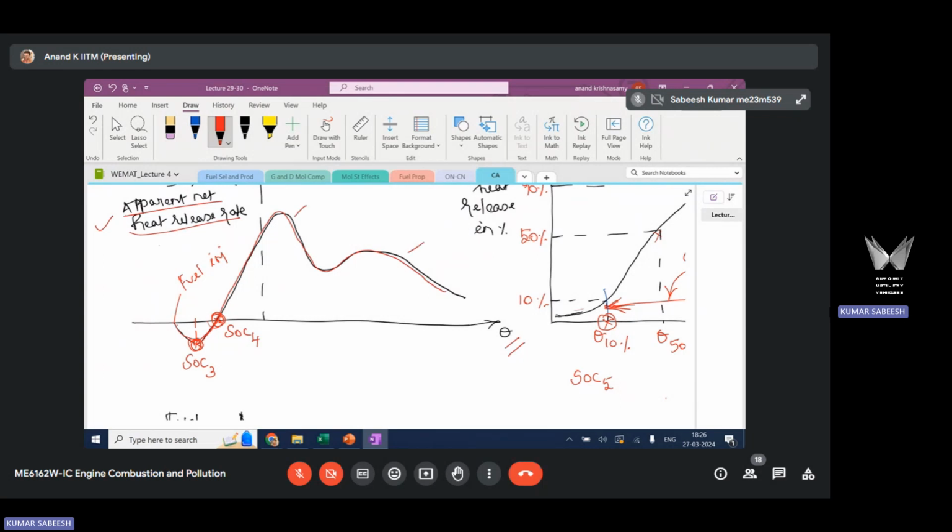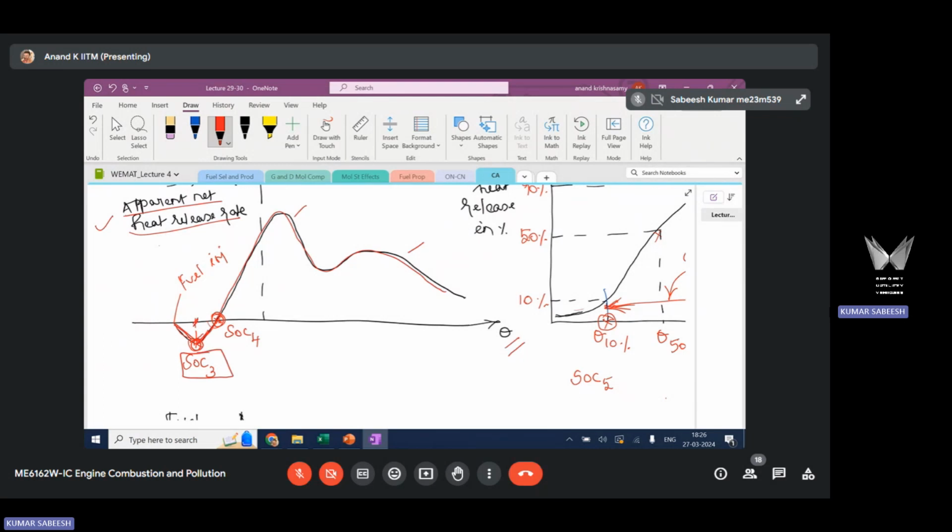Here the criteria followed is that initially there is a dip in the heat release due to thermal energy or heat absorption. We already discussed that. From the dip, the heat release will start to become positive. So this slope is negative, this slope is positive. The moment at which the slope gets converted from negative to positive, moment in the sense crank angle, this angle is considered as start of combustion.